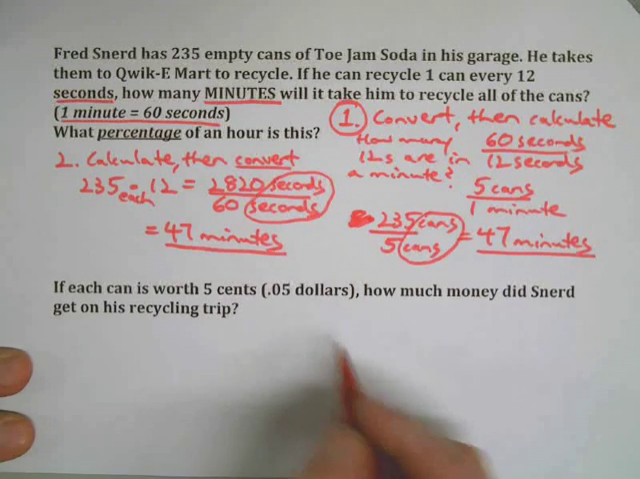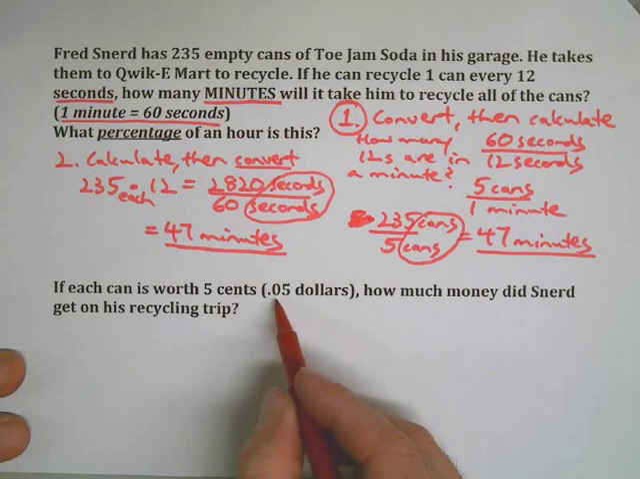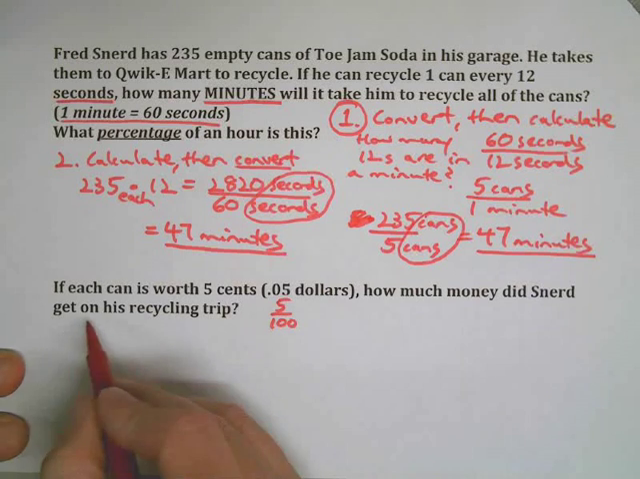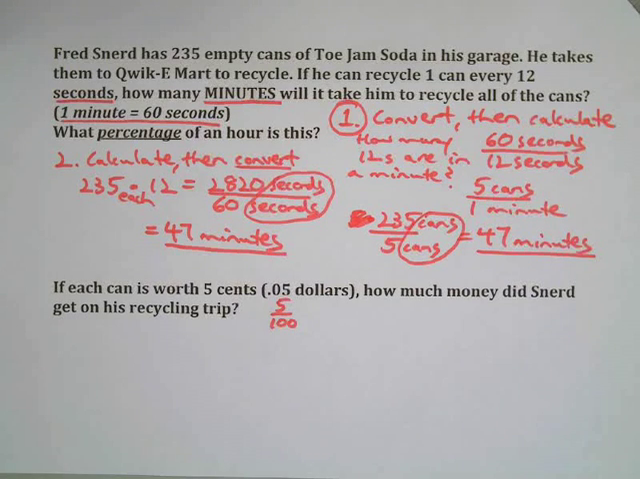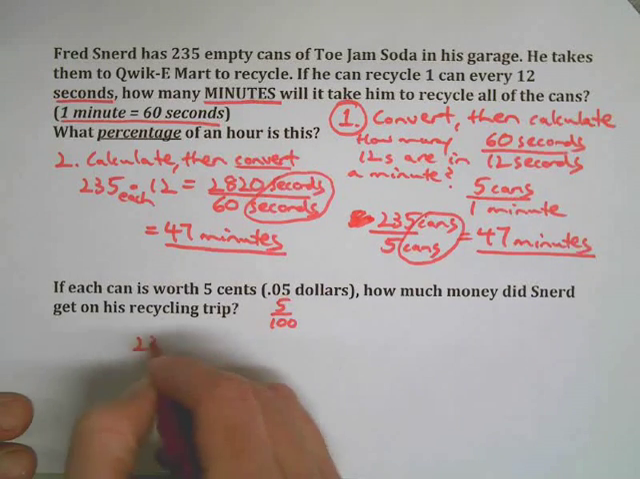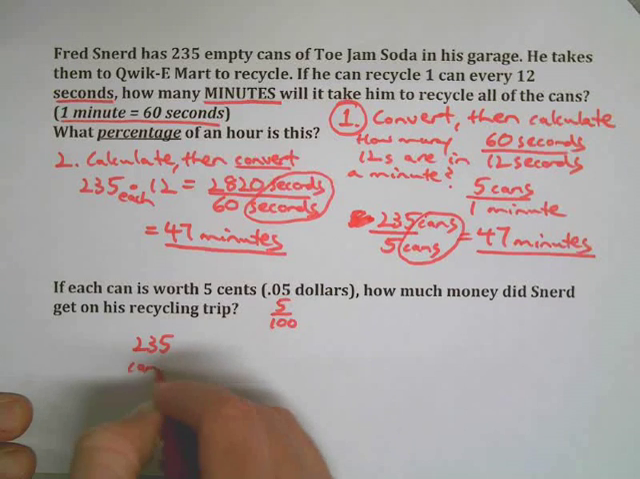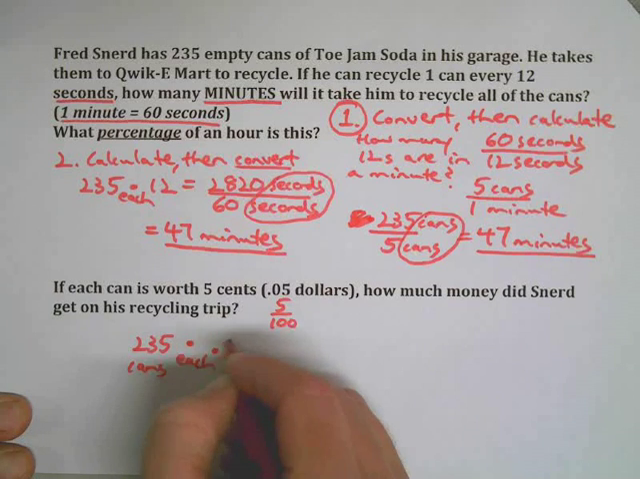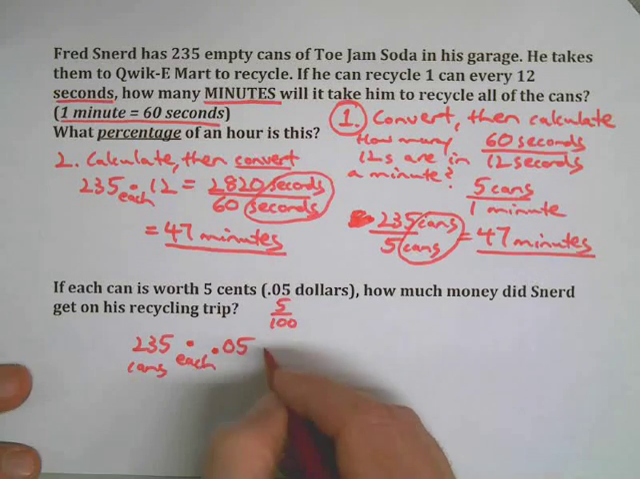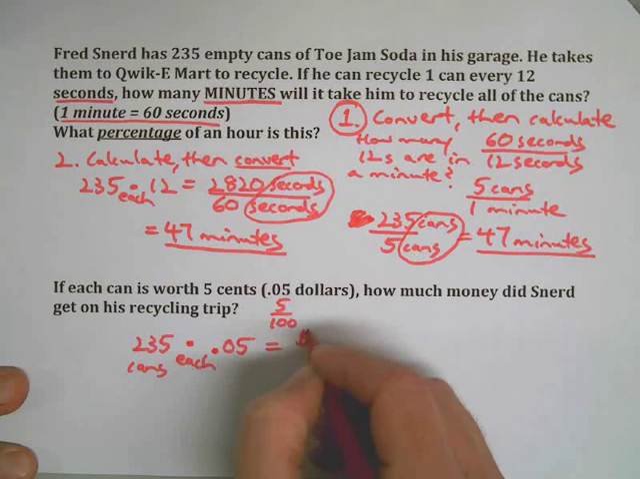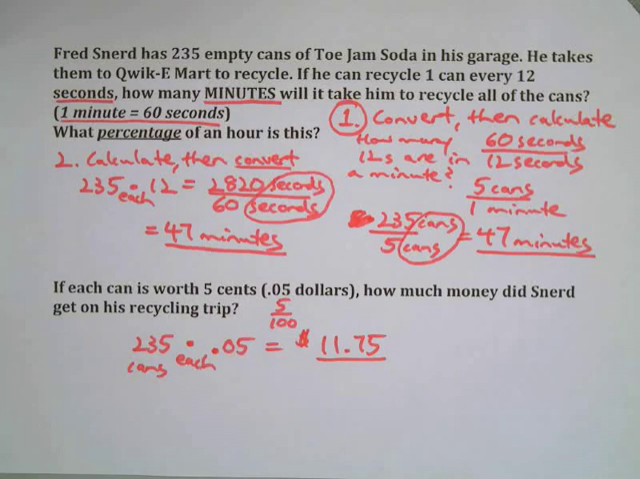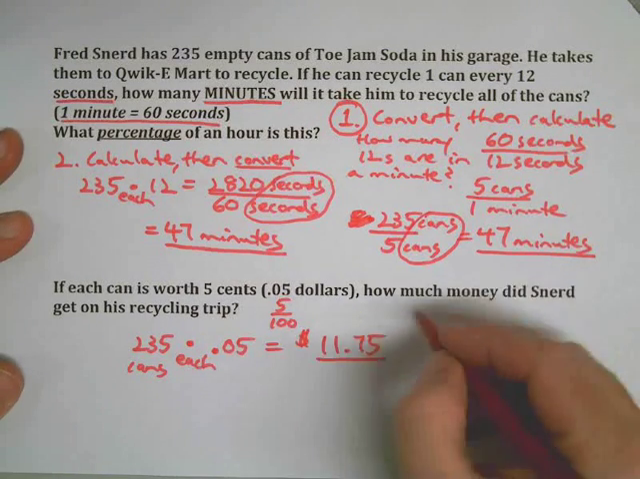Finally, if each can is worth 5 cents, 5/100ths of a dollar, how much money did he get on his recycling trip? Easy enough. 235 cans. Each one is worth 5/100ths of a dollar. And a simple calculation gives us $11.75.